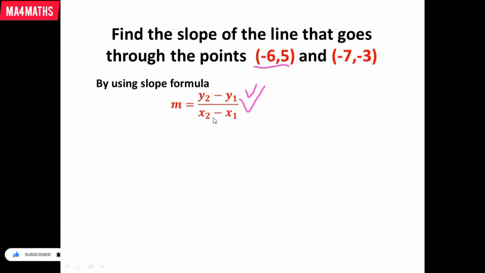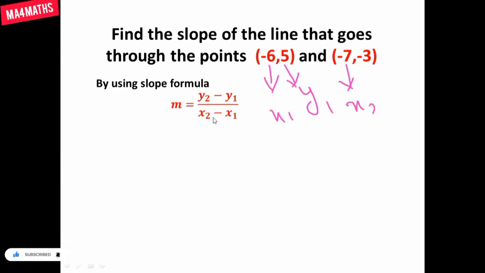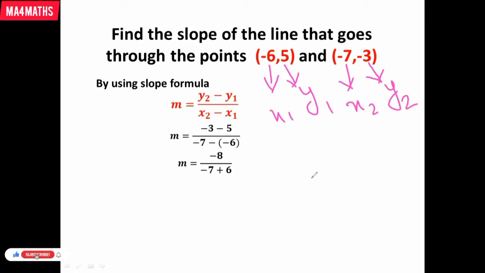Now I am going to put these points into this equation. Here this one is called x1 and this one is called y1. This one is called x2, and this one is called y2. In the y2 place, we put -3, and for y1, 5. In the same way, for x2 I will put -7, and for x1 I will put -6.